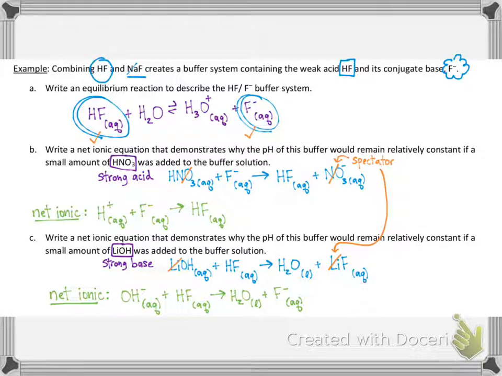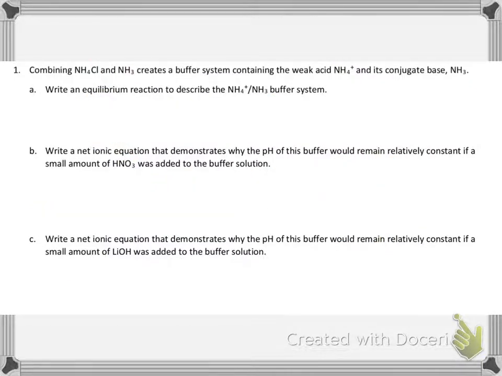Okay, hopefully this is making sense because you're going to try a practice problem. Very exciting, I know. This time we're looking at a different buffer system. We're combining ammonium chloride and NH3 to create a buffer system containing the weak acid ammonium and its conjugate base ammonia. So you're going to do three things.